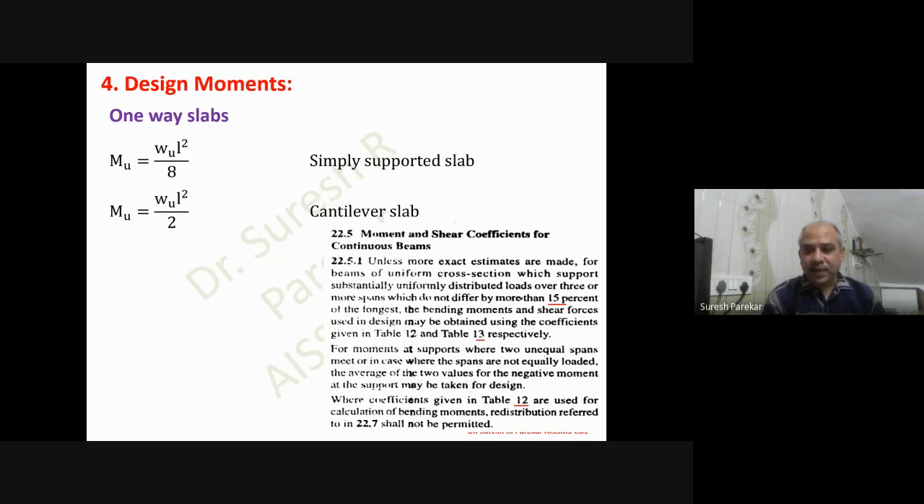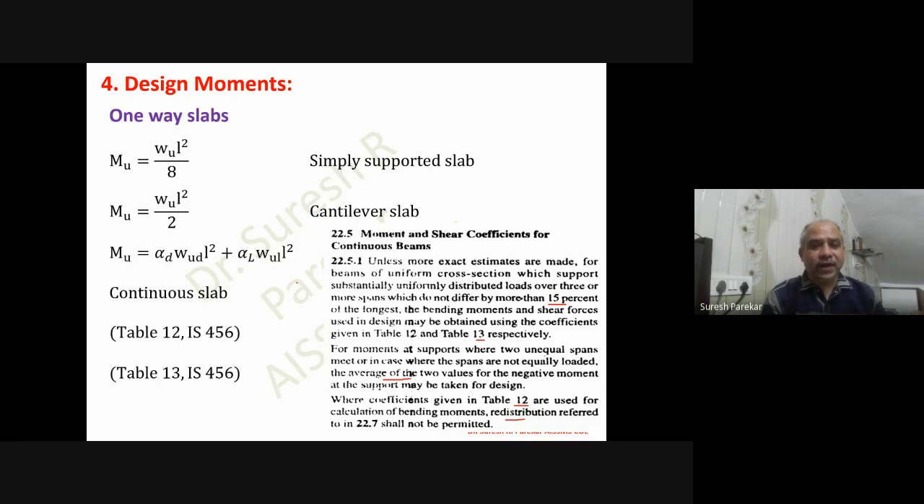Now for moments at supports where two unequal spans meet, or in case where the spans are not equally loaded, the average of the two values for the negative moment should be taken. Where coefficients given in Table 12 are used for calculations of bending moment, redistribution shall not be permitted. So redistribution is not allowed if we are going to consider this way.